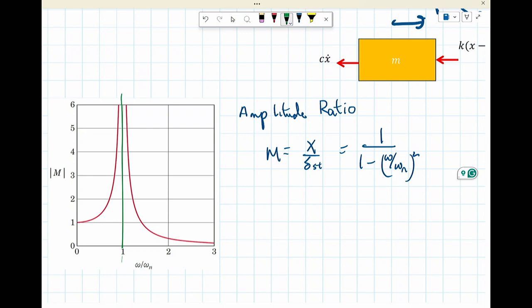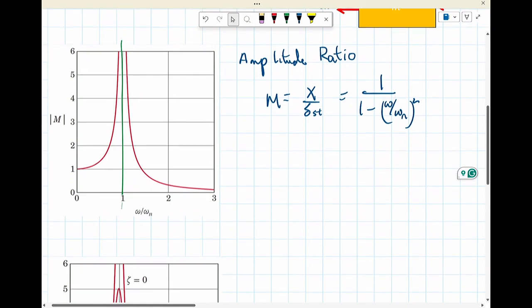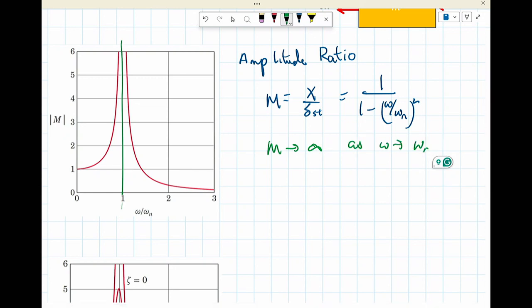So there you go. So magnification, as you approach the natural frequency of a system with your forcing, you start to amplify disturbances. And those amplifications make things very miserable. So M approaches infinity as omega approaches omega n.